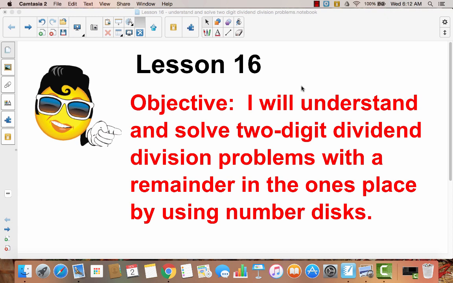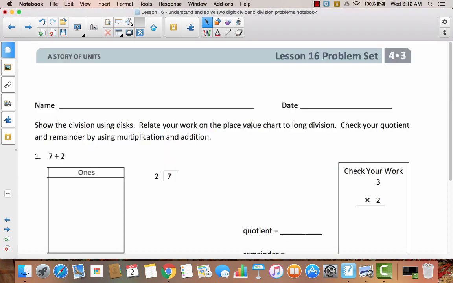Lesson 16, I will understand and solve two-digit dividend division problems with the remainder in the ones place by using number disc. Okay, so let's go ahead and take a look at our problem set. Go ahead and write your name, and then let's take a look at the directions.